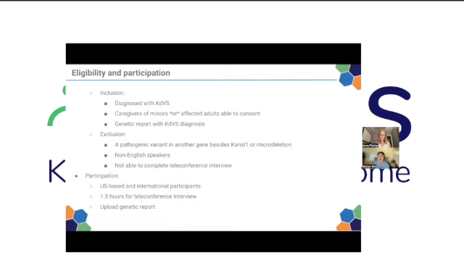So there's no compensation. You don't get paid for your time. You're doing it out of the goodness of your heart. Most caregivers are used to doing this. And participants will need to upload their genetic report. It's just part of the study requirements.